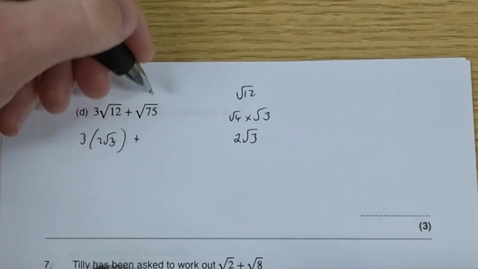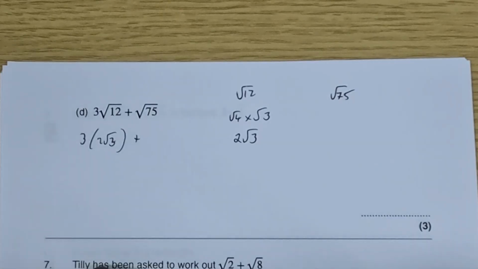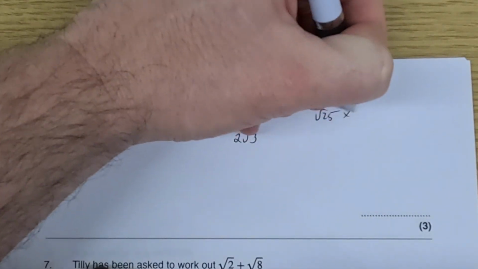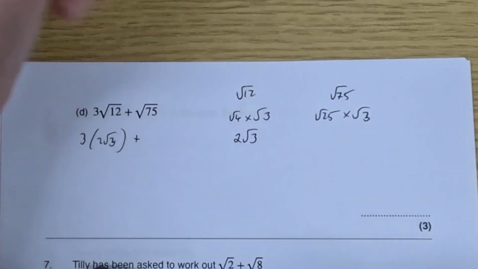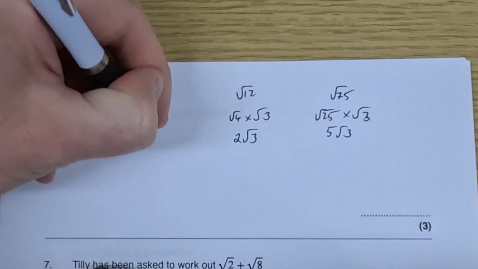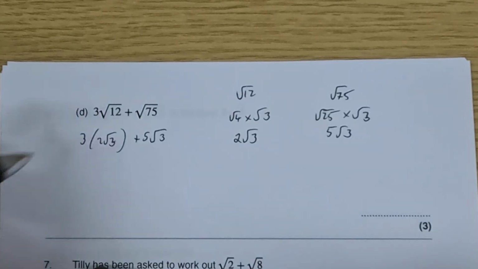And then plus, and let's cancel down root 75. So root 75, the biggest square number that's a factor of 75 is 25. So that's root 25 multiplied by root 3. The square root of 25 is 5, so that'll be 5 root 3. So root 75 is 5 lots of root 3, 5 root 3. And now we just need to work this out.